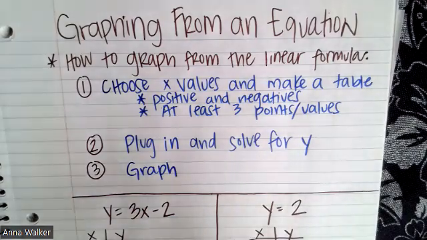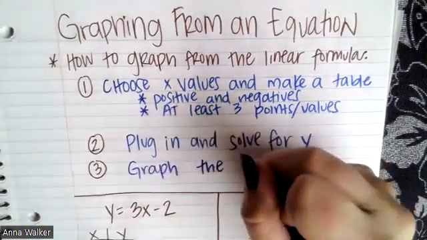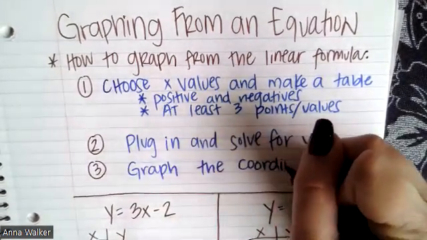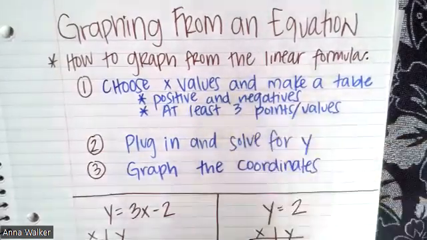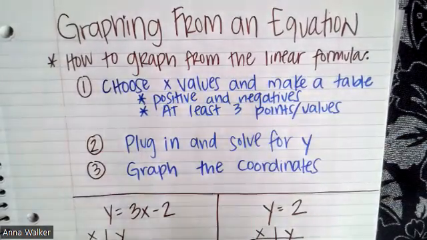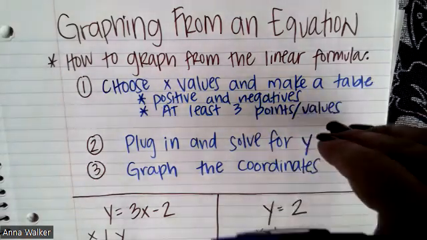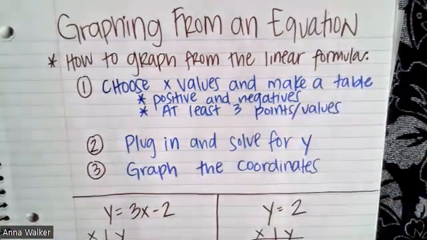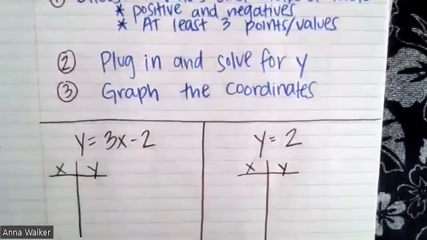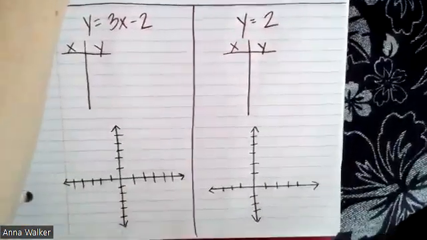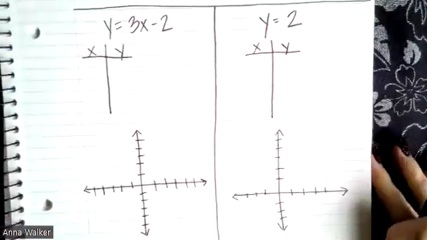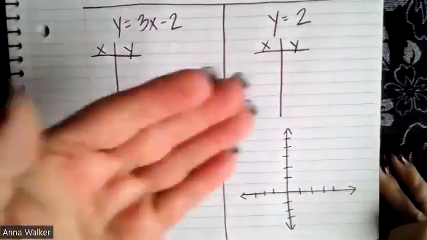So the last thing we're going to do is graph the coordinates on our coordinate plane. Okay, so it's a 3-step process. When you do the actual math, it's more than just 3 steps, but these are the 3 generic steps for what we need to do. So let's look at our 2 examples. Okay, we are going to do this example first, and we'll do this one second.